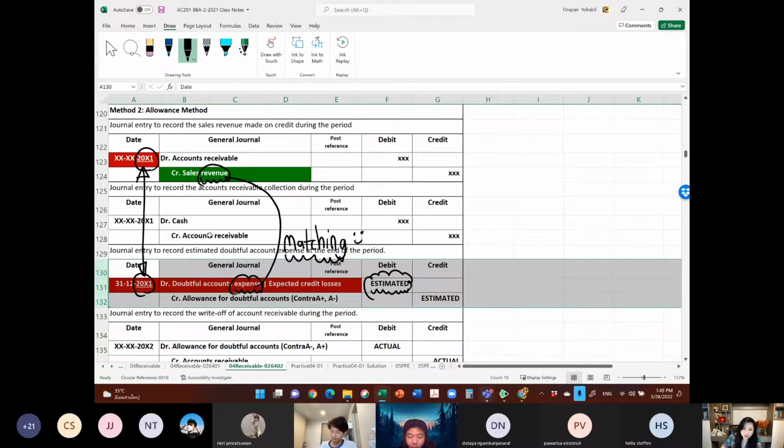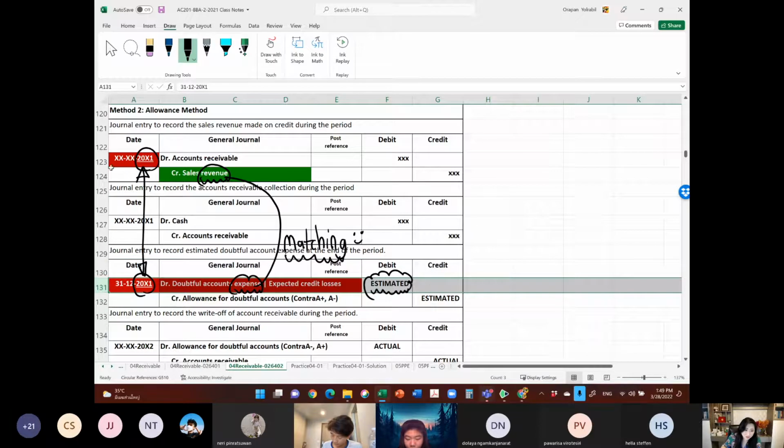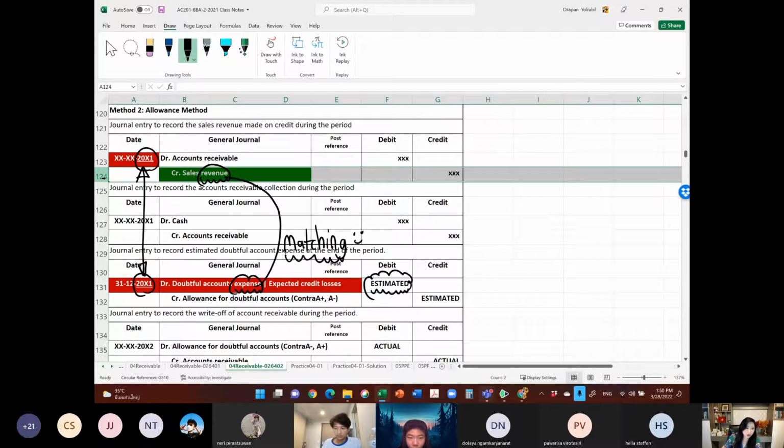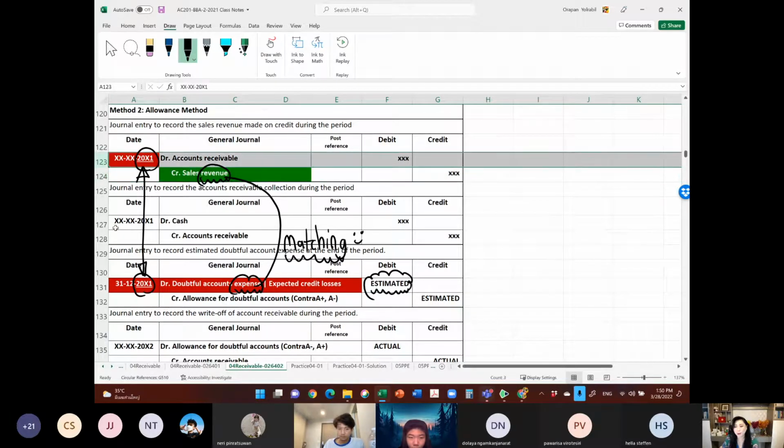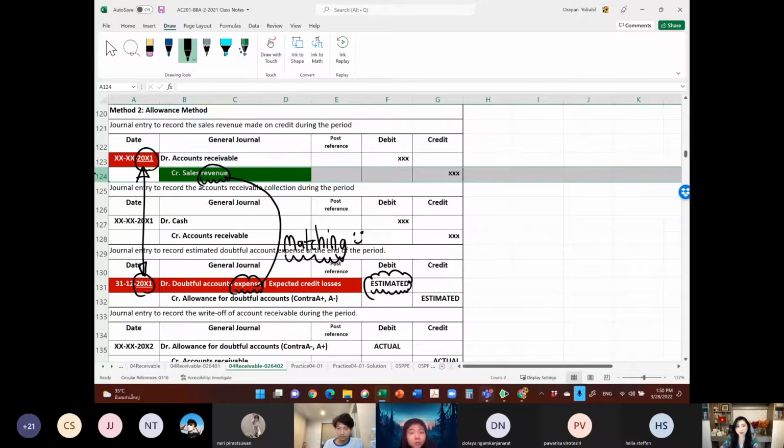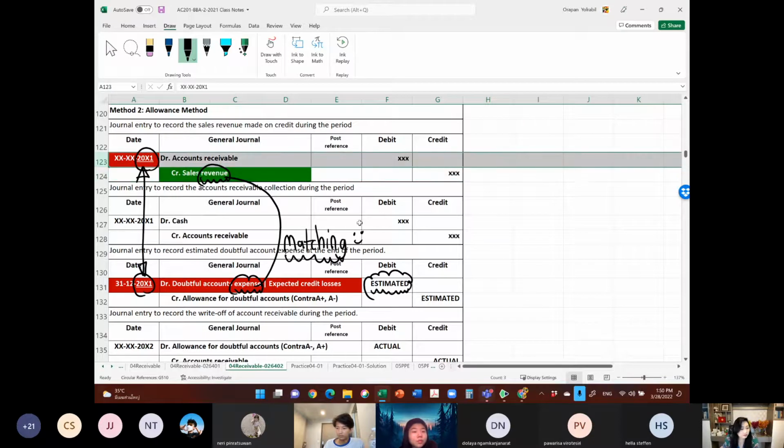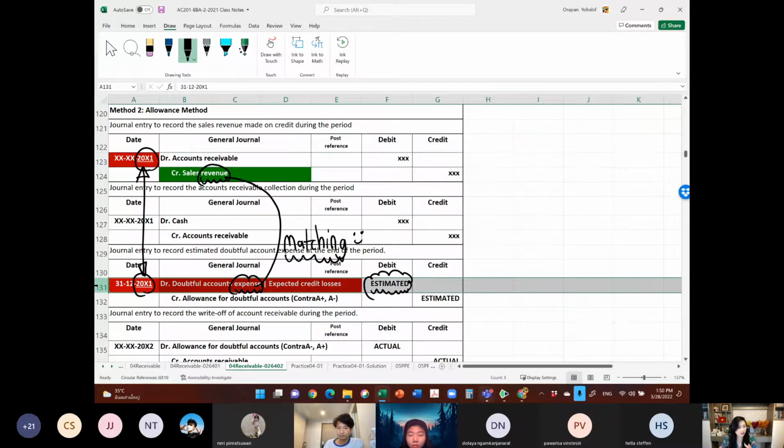Now, everyone, you may wonder, Ajahn, why is this related to the sales revenue? Let me ask you a question. Without the sales revenue made on credit, would you have the accounts receivable? No, we don't, right? Without the receivable, would you have the doubtful account expense? No, you don't, right? So can you see that direct link? Without the revenues, you would not have the receivable. Without the receivable, you would not have doubtful account expense.